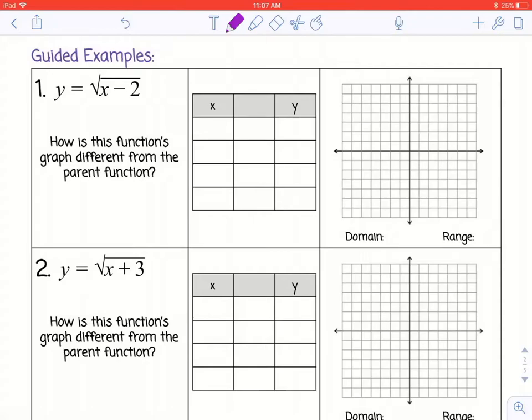In this video, we're going to take a look at some examples of graphing radical functions. So for number one, we have y equals the square root of x minus 2. And it asks, how is this function's graph different from the parent function?